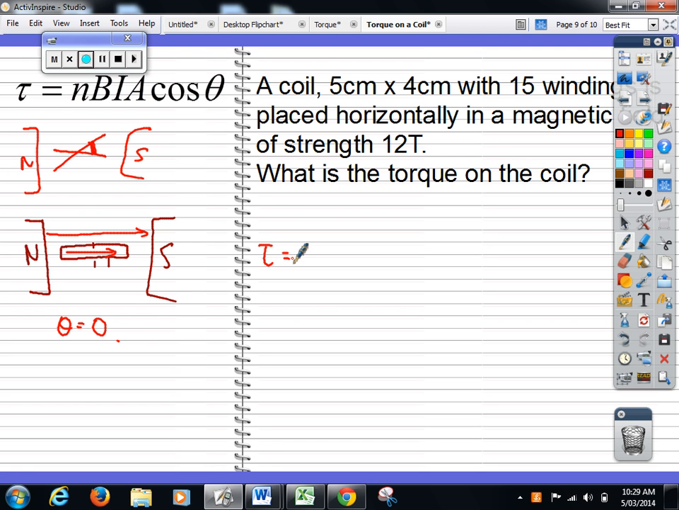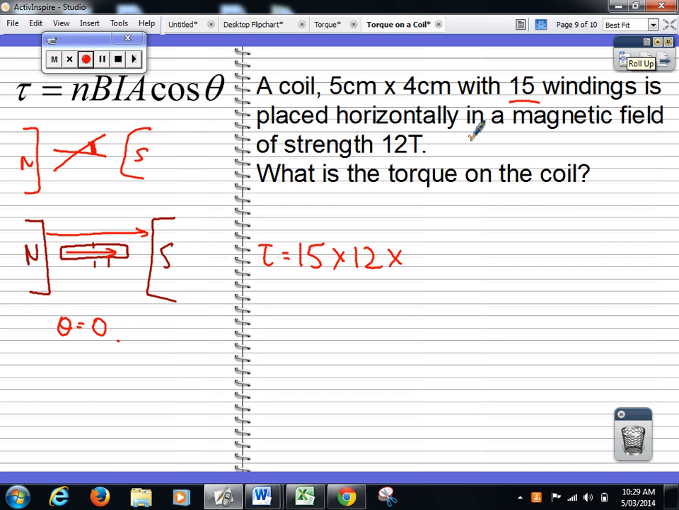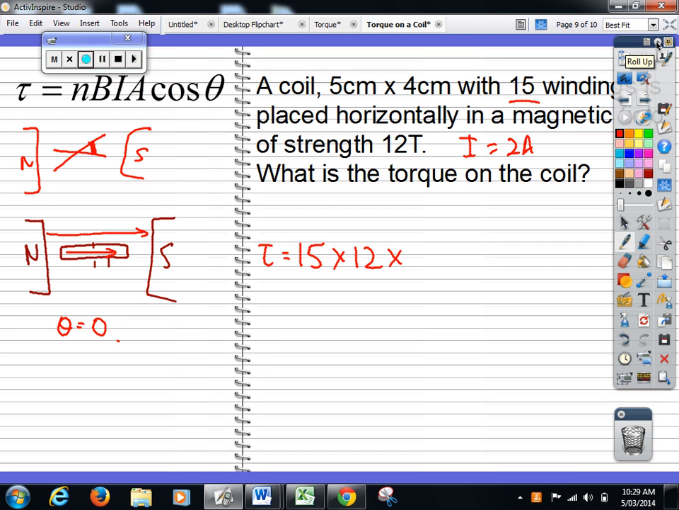T equals N, the number of windings in the coil, the number of times the coil is wound around. For every wound piece of wire, you get an extra piece of torque. So there are 15 windings. Times B, which is 12 Tesla. Times I, the current, what's the current? Let's give current a value. Let's make I equals 2 amps because I haven't got it there. I must have roughed that up. So times 2, I made that up.